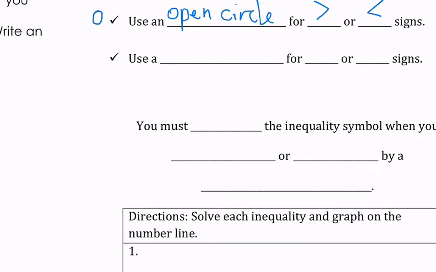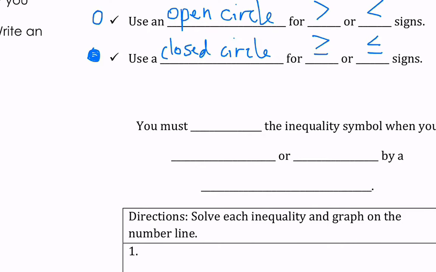So if we have a closed circle, that means it's filled in. Remember, that's a solid circle, so we need the solid line under our sign. So we need the or equal. So that's whenever it's a greater than or equal or a less than or equal. So remember, no solid line, no solid circle. Solid line, solid circle.